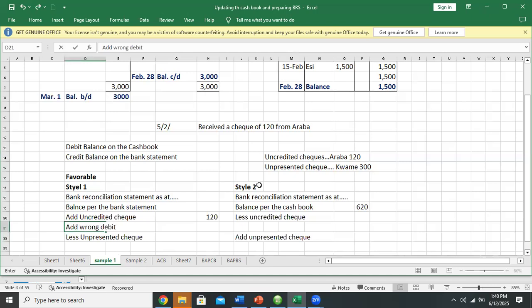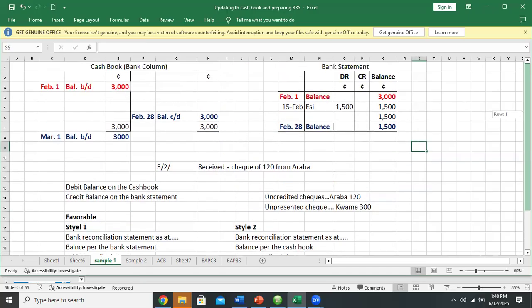But if you choose style 2, which is beginning with your cash book balance, then as you all realize, you would have to less the wrong debit. So I hope that is also clear.